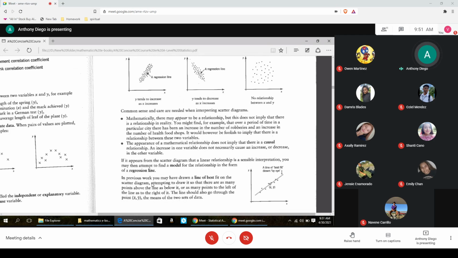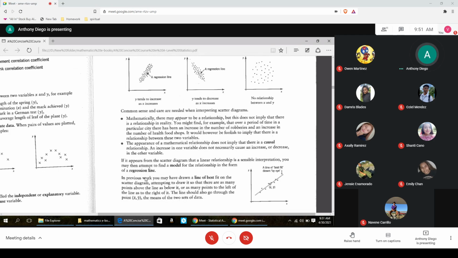And a line of best fit will be passing through, we would say, the median of the points. So the number of points above the line should be the same as the number of points below the line most of the time. However, there's a calculation using the least square method that we're going to be looking at.